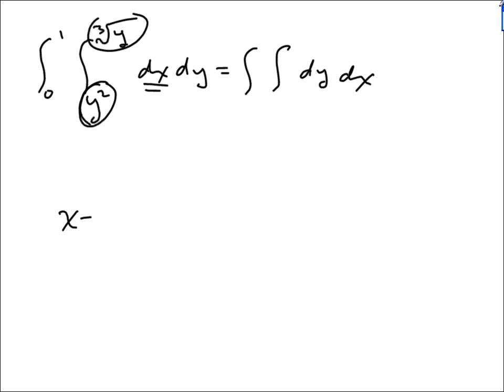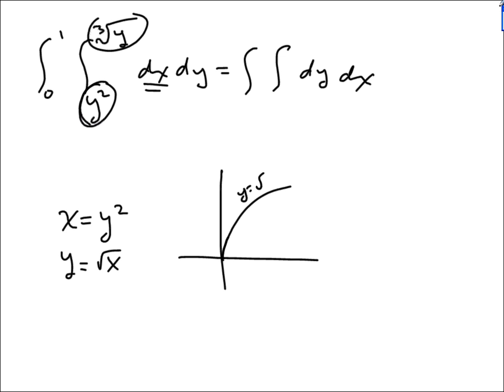So if x is equal to y squared, that means that y is the square root of x. And the square root of x goes this way. This is y equals the square root of x. x equals y squared will be the portion I just drew plus that portion down there. But, okay, in fact, fine. There it is.